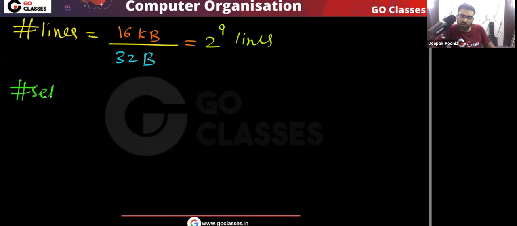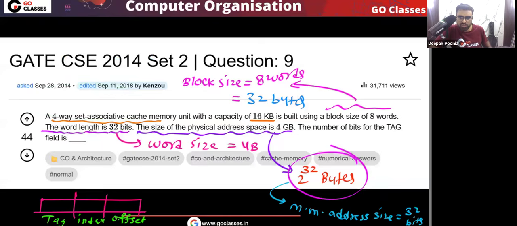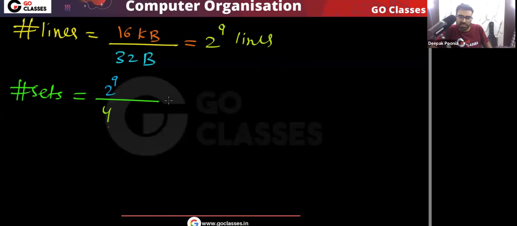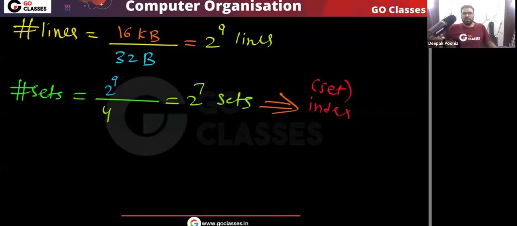Now let's find the number of sets. The number of sets will be equal to number of lines divided by associativity. You can see in one set there are 4 lines, because we have a four-way set associative cache. So the number of sets will be equal to 2 power 7. Because we have 2 power 7 sets, what is the number of bits required for index? In the set associative cache memory, index means set index, so for set index we need 7 bits.